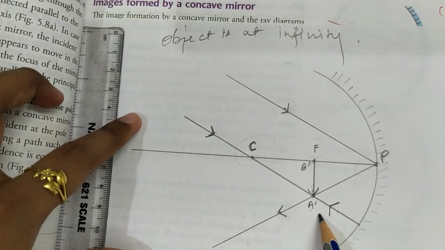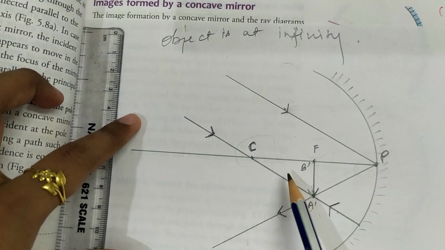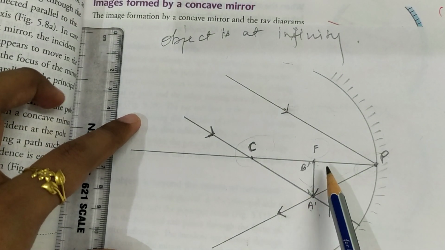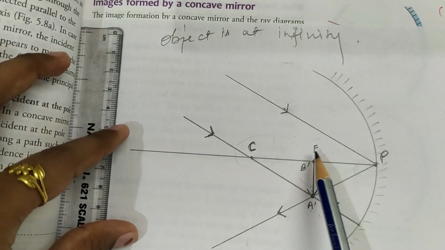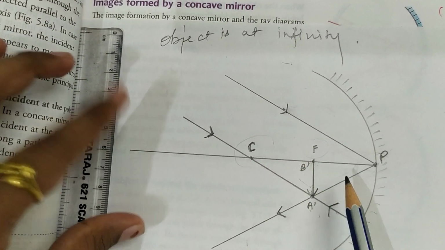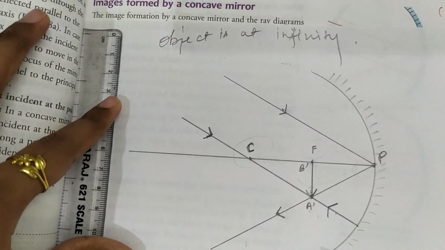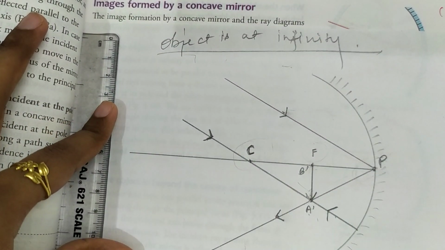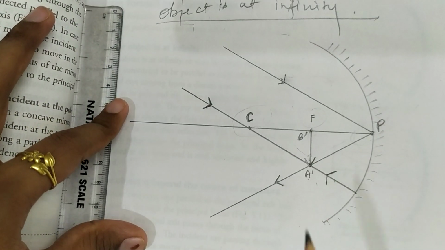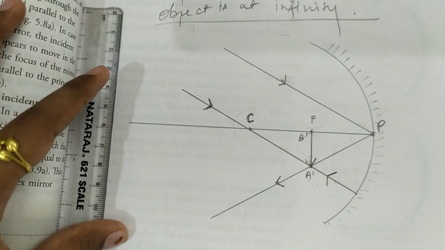Image is inverted. Image is real. Why real? Because of the actual meeting of the rays. And since the object is lying at infinity, the image will be highly diminished. A very diminished image will be formed because the rays are coming from very far. So I hope children this first diagram is clear to you. You have to also draw like this right now. Okay. Now coming to the next diagram.